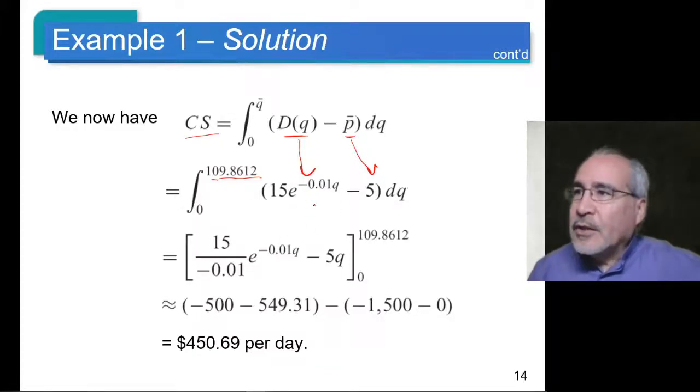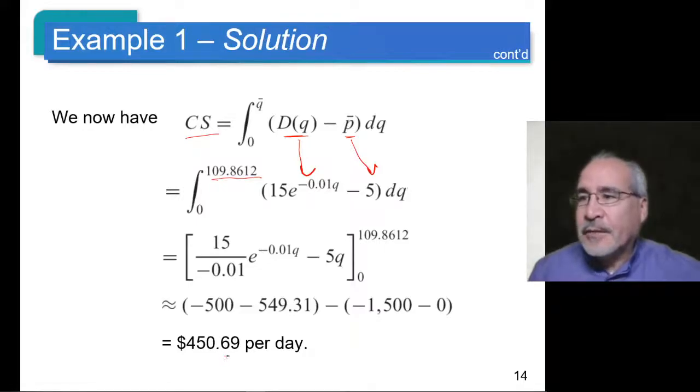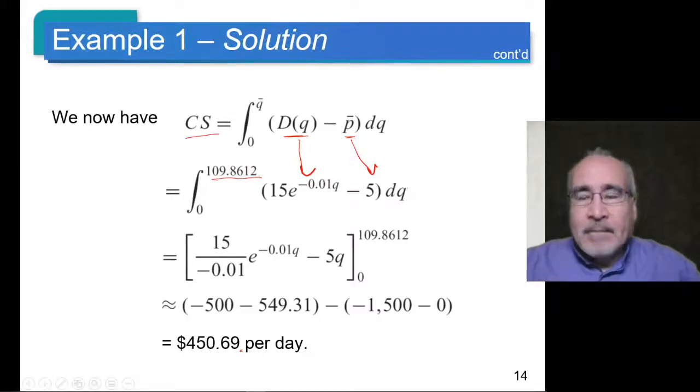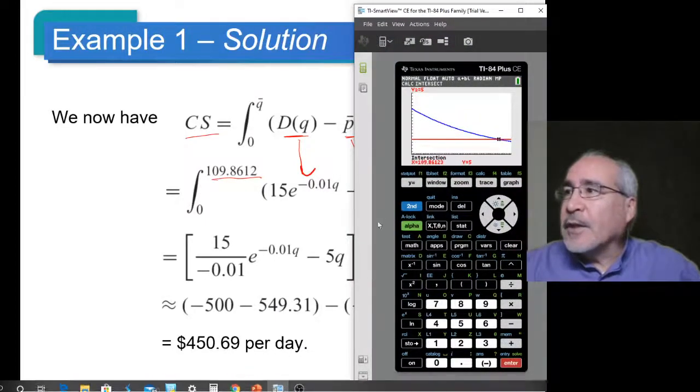Okay, so then you could do this by hand, which they've done, 0 to 109. They plug in 109.8612 for Q here, and these are the numbers they end up with. They also plug in 0 here and here. These are the numbers. They do the math, 405.69. How would I suggest doing that? That's perfectly fine to do it that way.